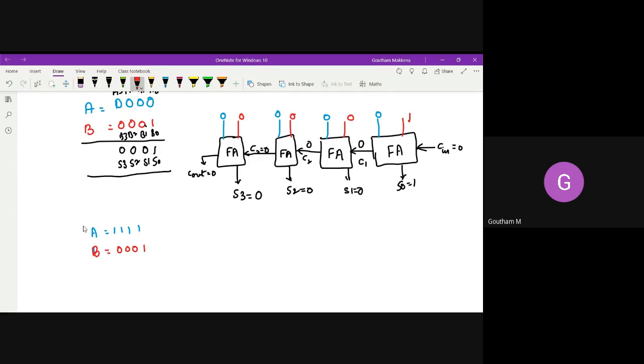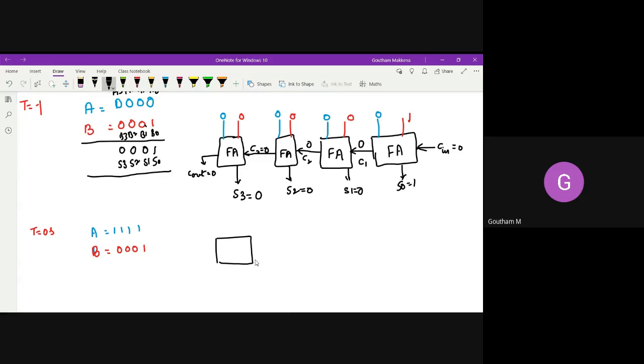Suppose this is the time axis. Say at t is equal to -1, these are the operands that I'm applying to my ripple carry adder. And at t is equal to 0 seconds, these are the operands that I'm giving to the ripple carry adder. Let me draw the diagram again.